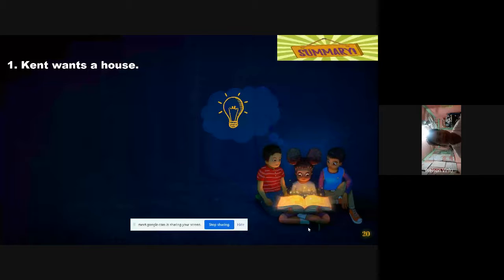Okay, for number 1, Ken wants a house. What is the noun in the sentence? Okay, very good. The noun in the sentence is Ken. What about the verb in the sentence? The verb is wants. Okay, another. Number 2. Karen plays guitar. What is the noun in the sentence? The noun in the sentence is Karen. What about the verb? The verb is plays.